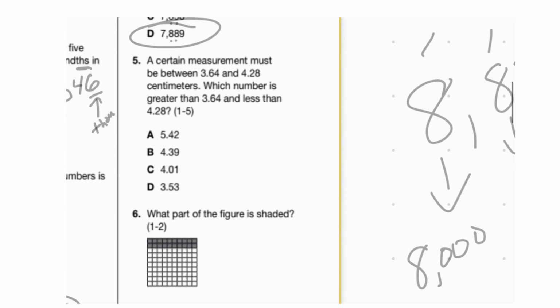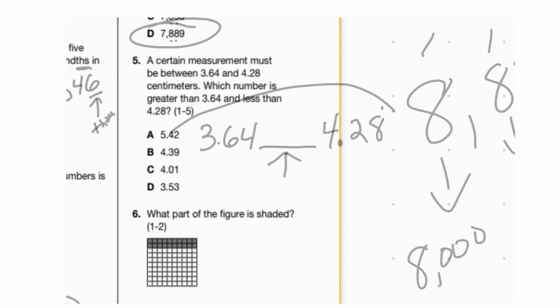Now, let me write out the next one. A certain measurement must be between 364 hundredths and 228 hundredths. So it has to be a number that can fit here. So we know it's not going to be 5 because 5 is bigger than 4. So it can't be that one. And then 4, 4, but then this has a 3 and this has a 2. So this number would be greater too. So it can't be that. This one has a 4, 4, and then a 0, which is less than. So it could be this one, but we'll double check.